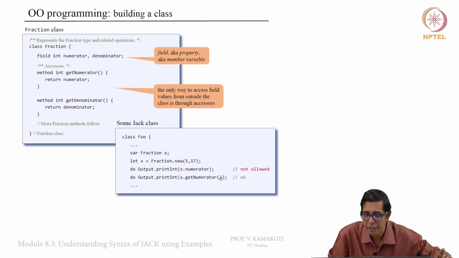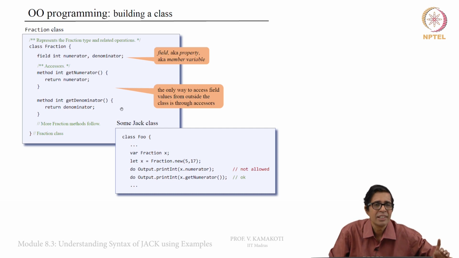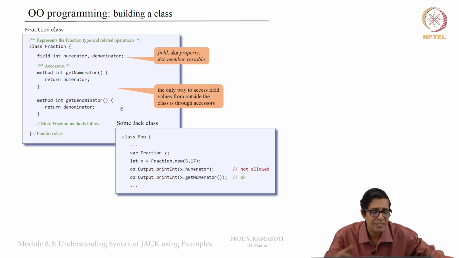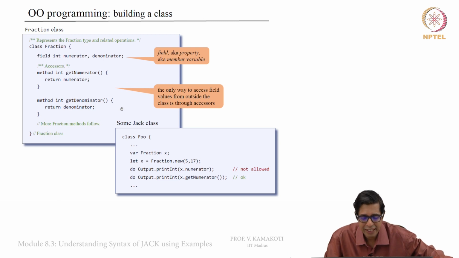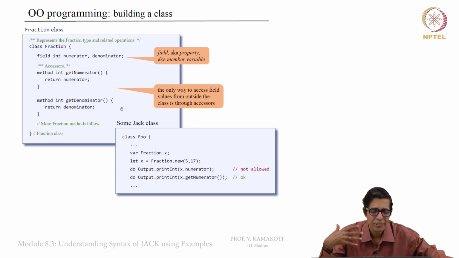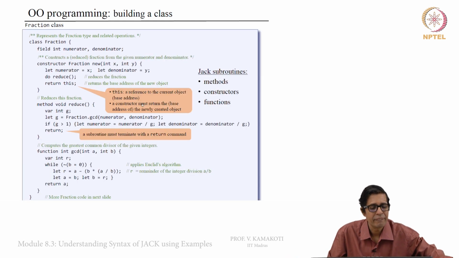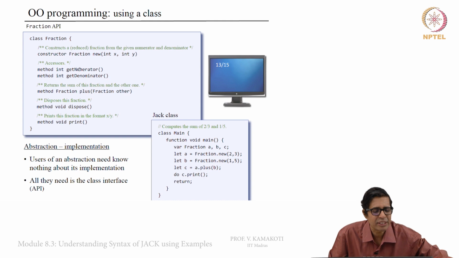So, x dot get numerator is correct, x dot numerator I can't directly access. So, this is basically the object orientation and what we call data hiding. Any data about the object that I have instantiated, I can only get through the accessor function, I cannot read it directly. So, we have seen the different accessor functions, we have finished off get numerator, get denominator.